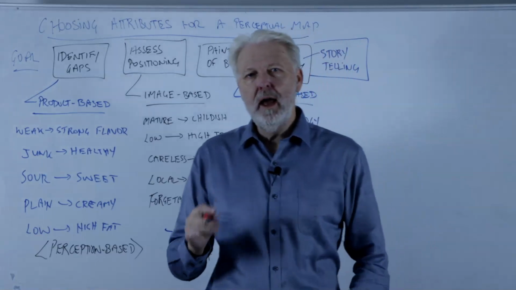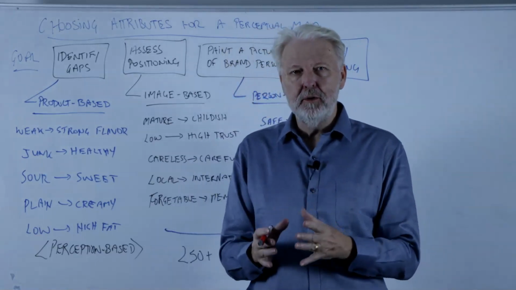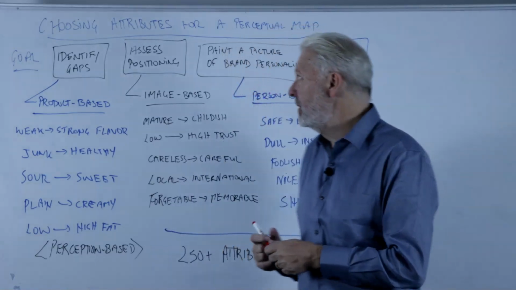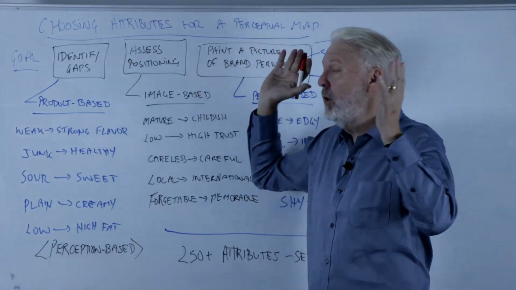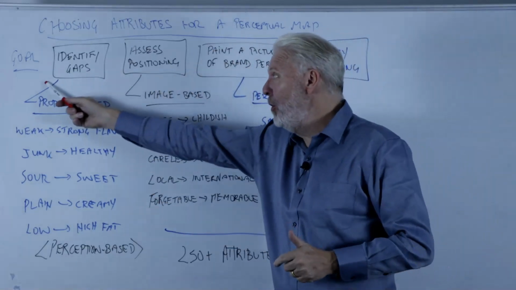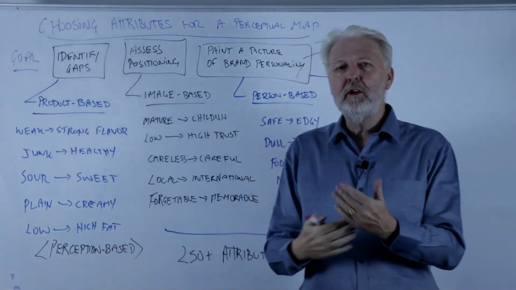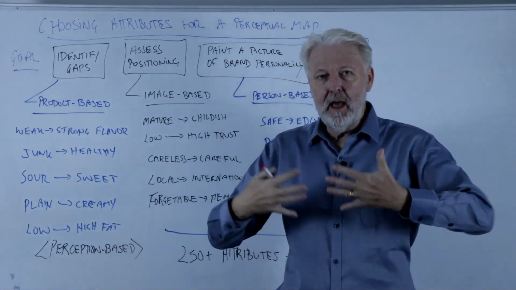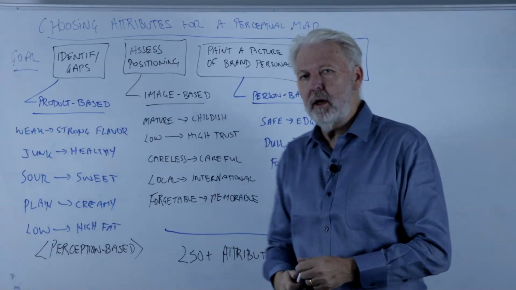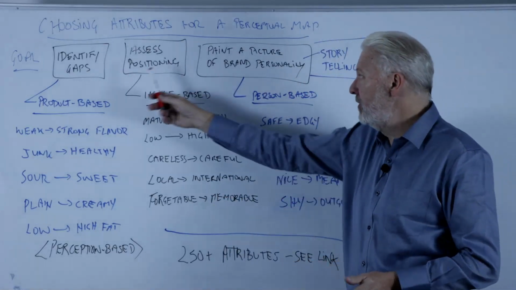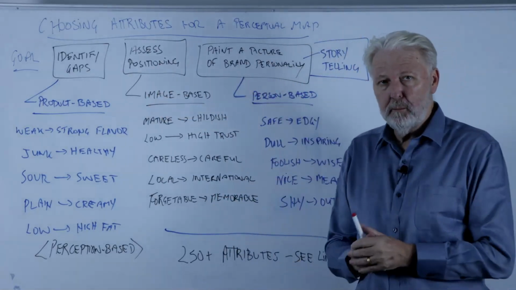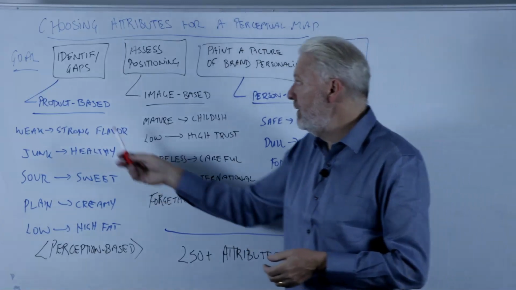In this video I want to have a look at how we choose attributes to put on our perceptual maps. Now it will depend on our purpose or our goal. Why are we trying to create a map that outlines how consumers see the marketplace? I've just got three broad objectives or goals we're trying to achieve.